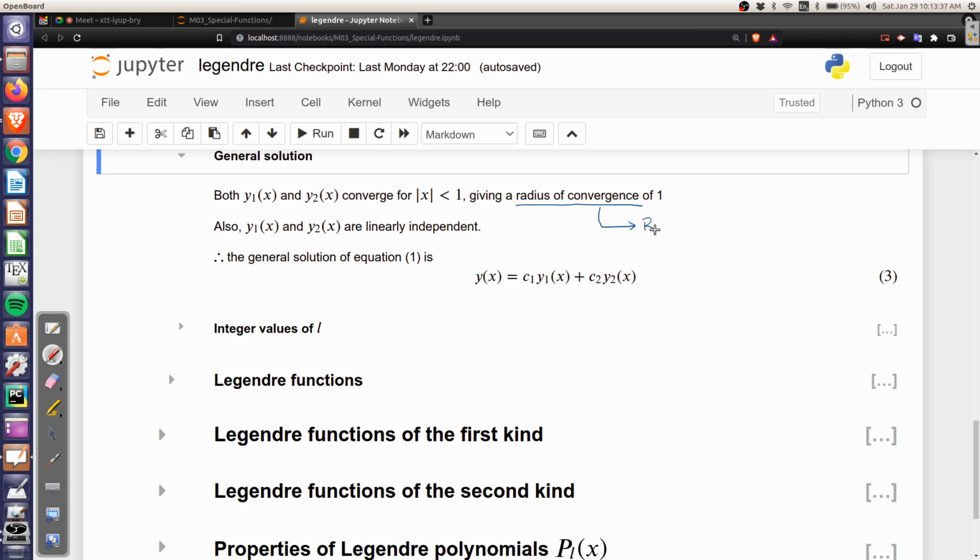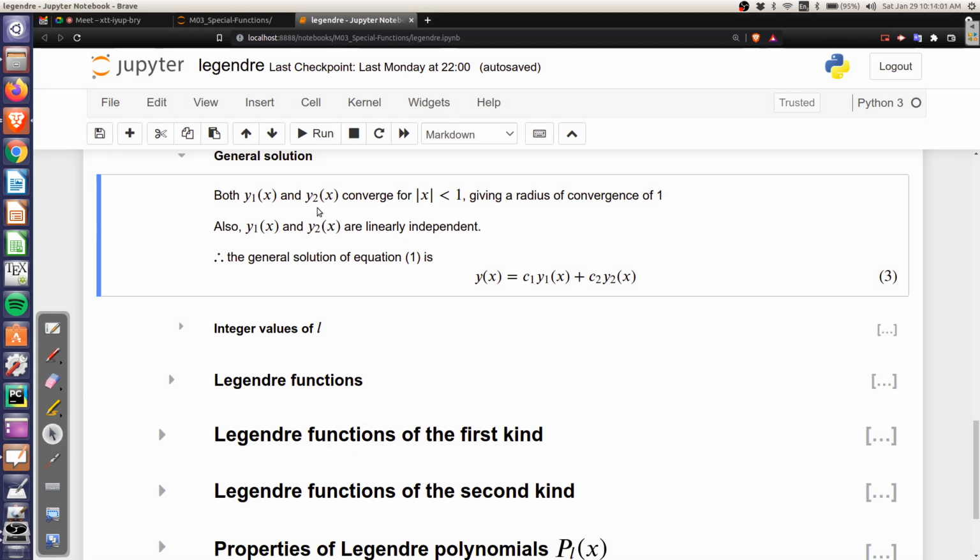Remember, there are lots of tests for convergence. There is the ratio test, which we talked about in your complex analysis part also. Then we have the root test. So many tests are available, and using these different tests we can find the radius of convergence. Also, y1 and y2 are linearly independent, so we can get the most general solution of equation number 1 as c1 times y1 plus some other constant c2 times y2.